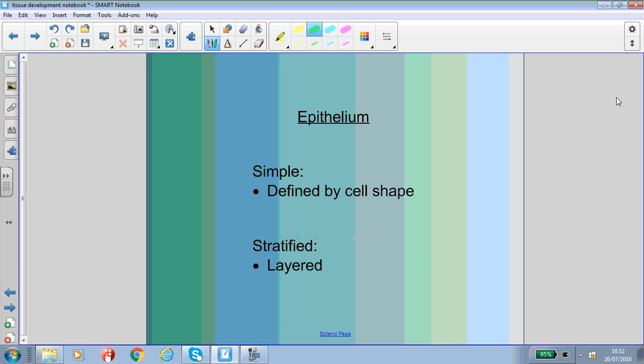Stratified epithelium is found in areas where you need more protection, areas where you might have friction or be exposed to drying. So, for example, your skin is stratified epithelium, otherwise you would lose all the moisture from your body. Similarly, in your mouth, you've got stratified epithelium, and that's because when you're eating and drinking, you need protection. So they're the two categories of epithelium that we'll talk more about in your next session.